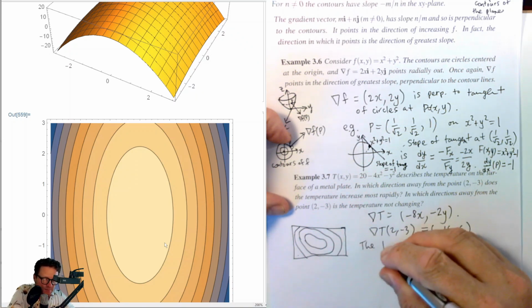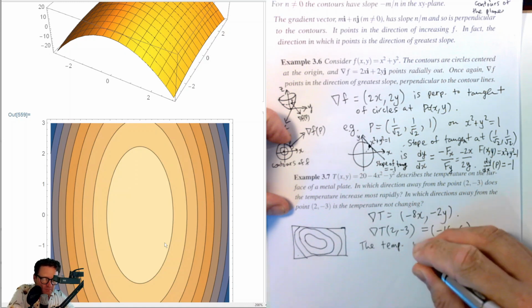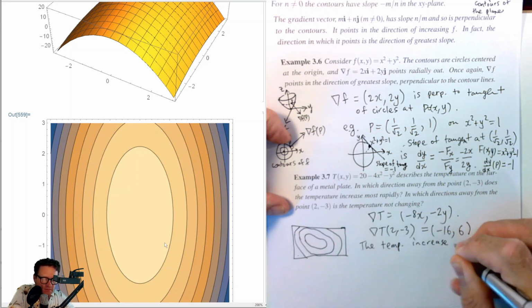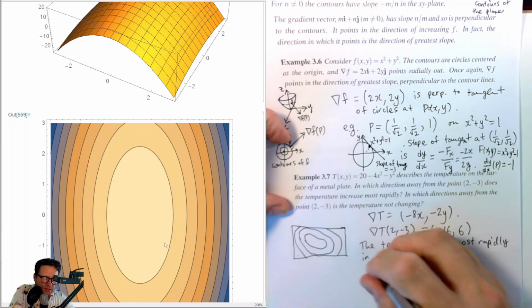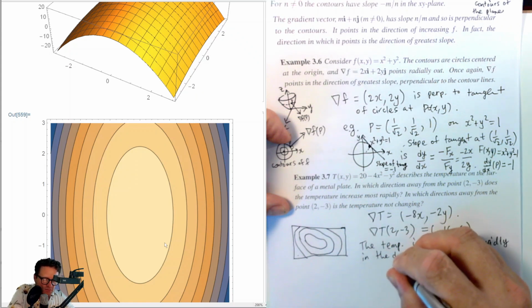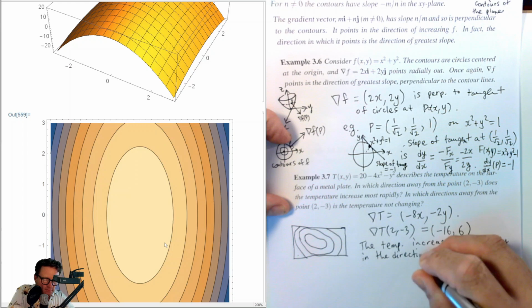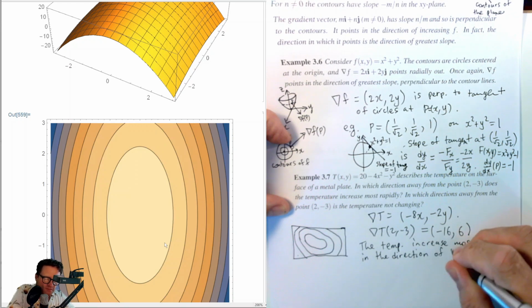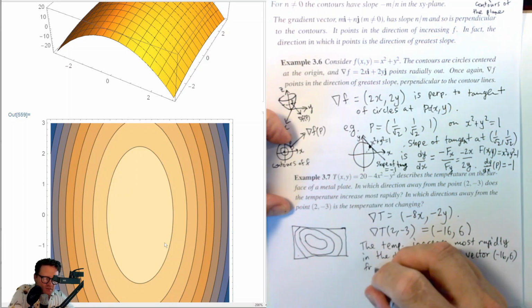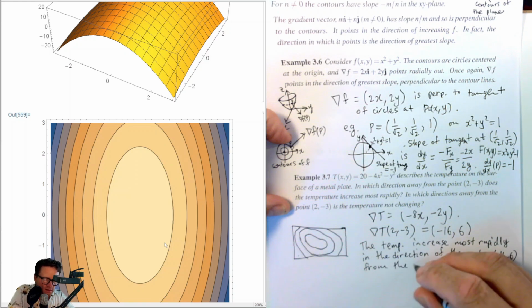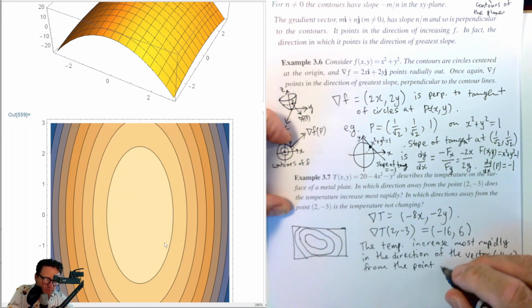So let's write this out. The temperature increases most rapidly in the direction of the vector (-16, 6) from the point (2, -3).